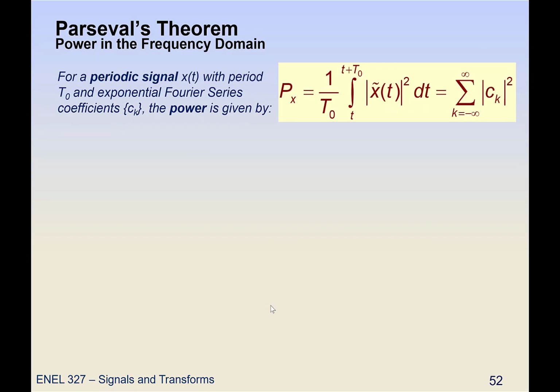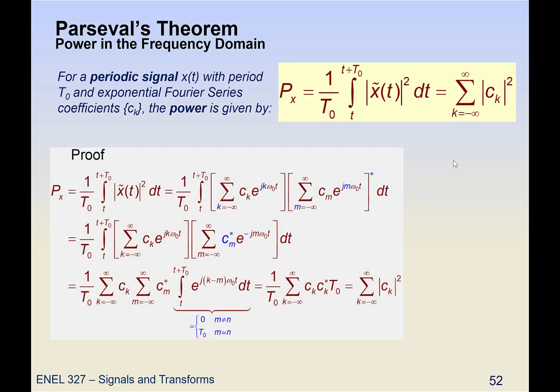Okay, we're now going to look at Parseval's theorem. So Parseval is just the man who got his name attached to this theorem. What this theorem has to do with is energy and power. So first we're going to look at power. Parseval's theorem tells us that for a periodic signal with period T naught and with an exponential Fourier series given by the set of coefficients c_k, then the power, which we know can be expressed in the time domain like this, can also be represented in the frequency domain like this. And let's take a look at where that comes from.